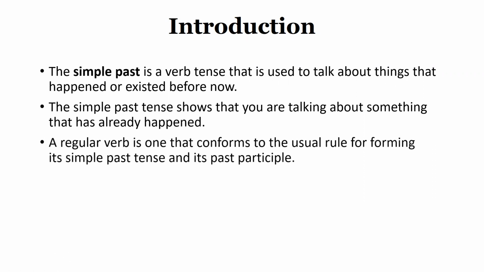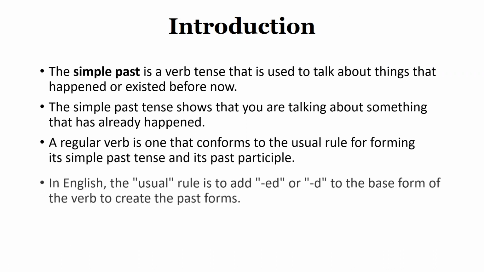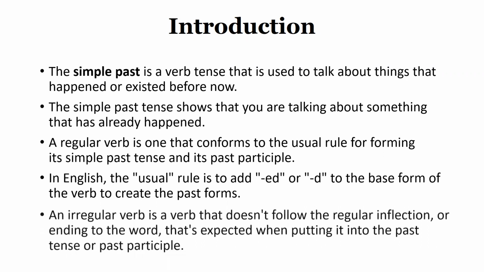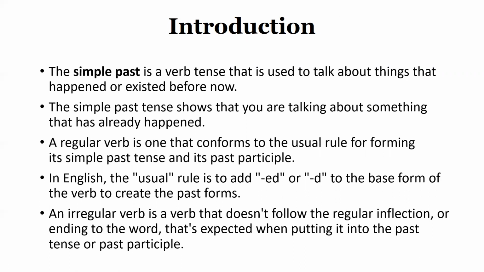A regular verb is one that conforms to the usual rule of forming its simple past tense and its past participle. In English, the usual rule is to just add -ed or -d to the base form of the verb to create the past forms. An irregular verb is a verb that doesn't follow the regular inflection or ending that's expected when putting it into the past tense or the past participle.